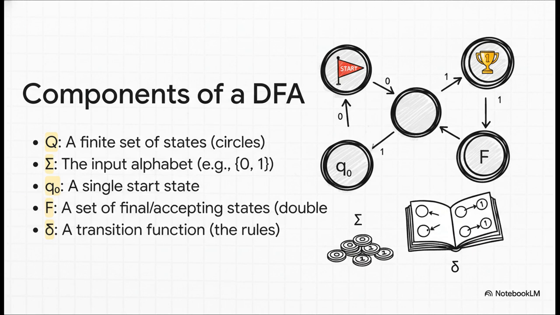And honestly, the best way to think about it is like a board game. The circles are the states. Those are the spaces on our game board. There's always one start state where you begin. The goal is to finish your turn on one of the special final states marked with a double circle.